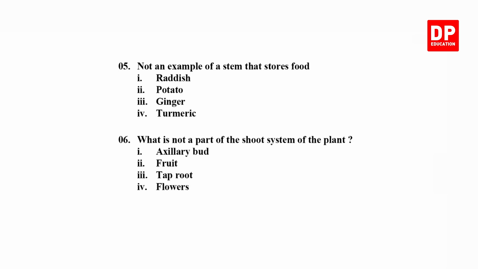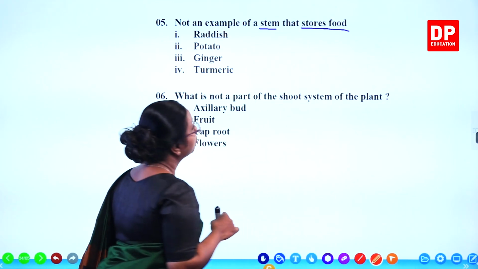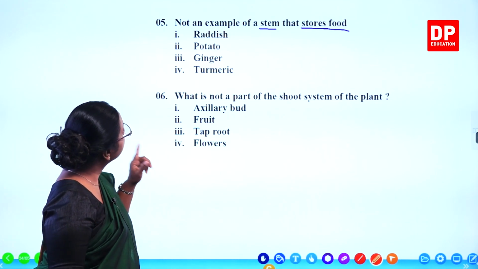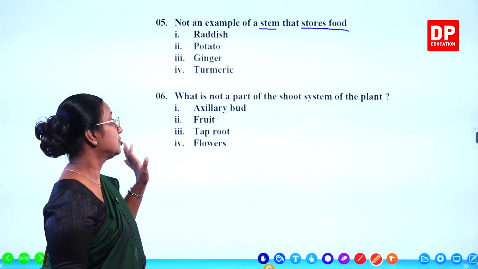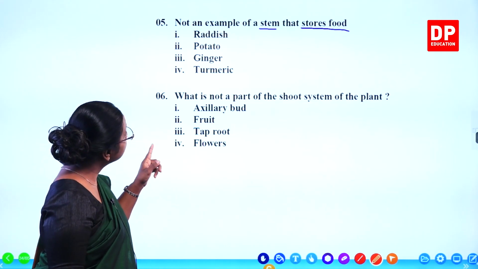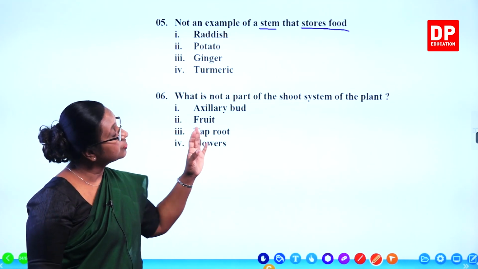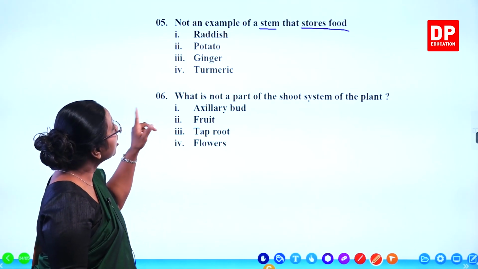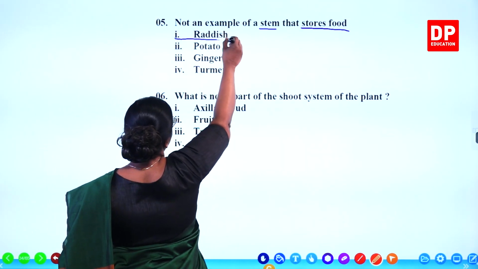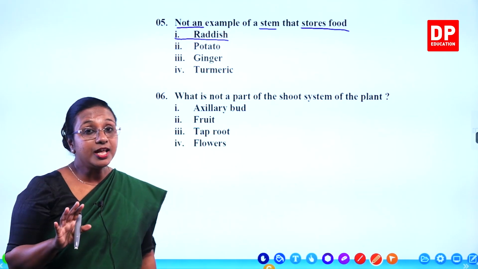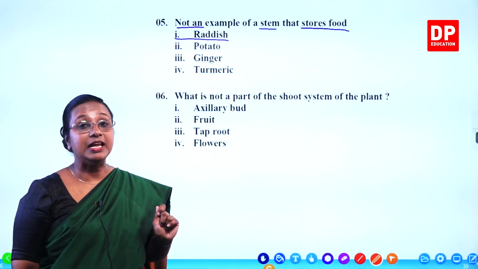Not an example of a stem that stores food. So here you have to look at two things. It has to be a stem. It has to store food. Now look at all these examples. Radish stores food, but in the taproot. Potato stores food in the stem. So that is correct. Ginger, again, it is a stem that stores food. Then turmeric, that is also a stem that stores food. So not an example of a stem that stores food. So it has to be radish. Not an example. That is also important. So all of these store food, radish stores food in taproots.